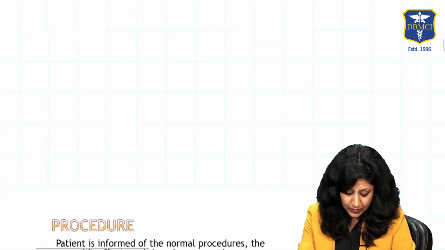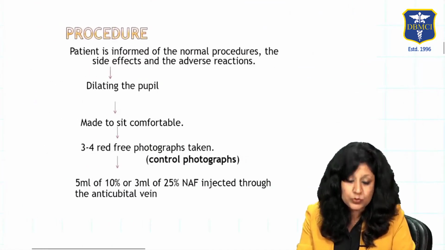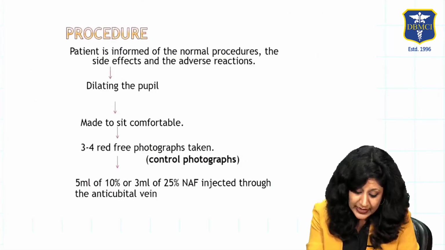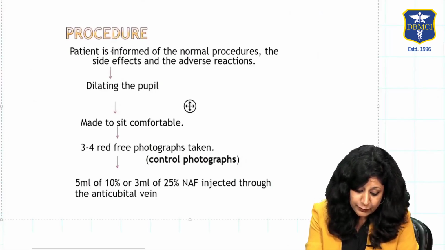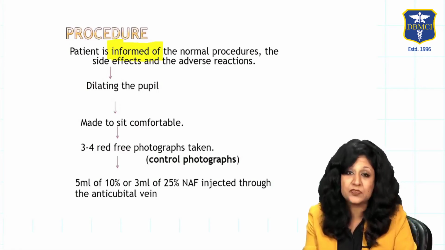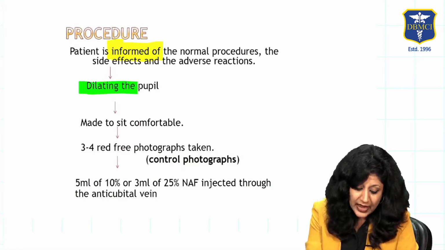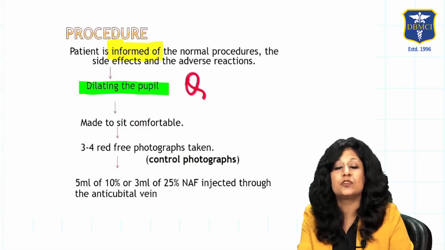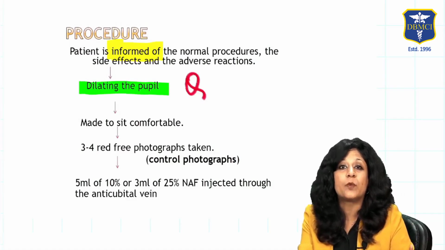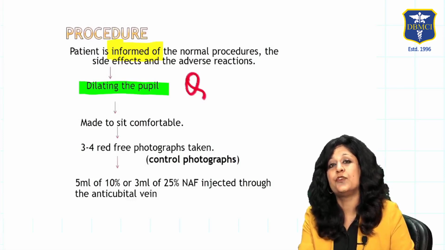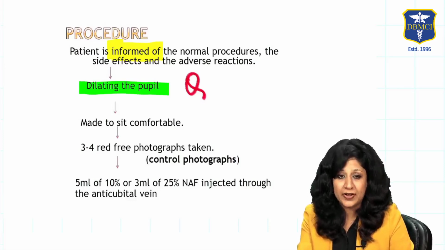Okay. Now we come to the actual procedure, how to do this angiography. As I told you, take the informed consent from the patient. That is very important about the adverse reaction. Second important thing, you have to dilate the pupil. Now, this is again a very important question. Once this question was also asked, which of the following procedures does not require the dilatation of the pupil? So, angiography is one procedure where you require the dilatation of the pupil, right?